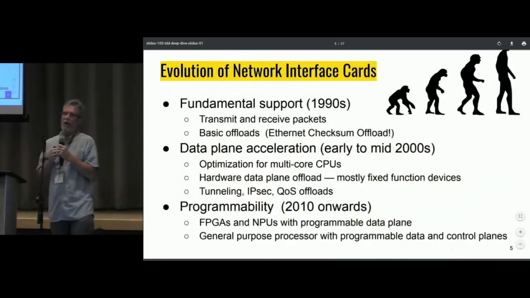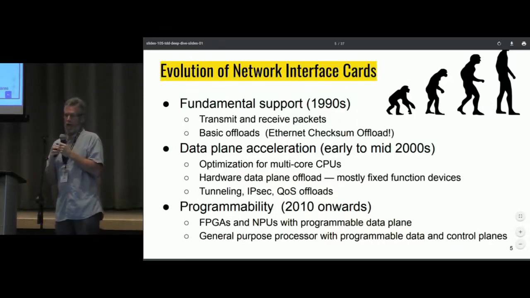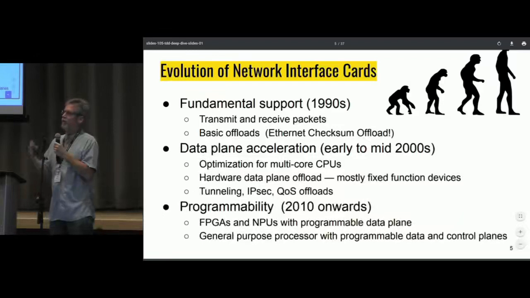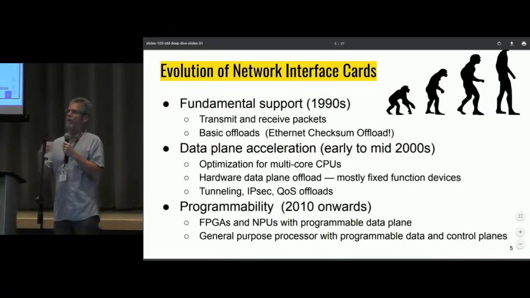So what I just described is kind of fundamental, and that's the basics of the NIC, and these started in approximately the early 90s. Not soon after, some of the basic offloads that I'll talk about in a minute came into being and were developed. And we can track the evolution of NICs since then. So in the mid-2000s, we have data plane accelerations. So these are more advanced features inside the NICs, IPsec offload, for instance, QoS offloads.